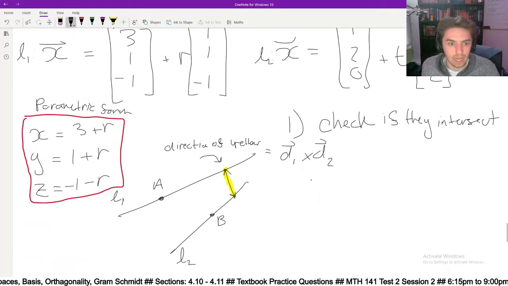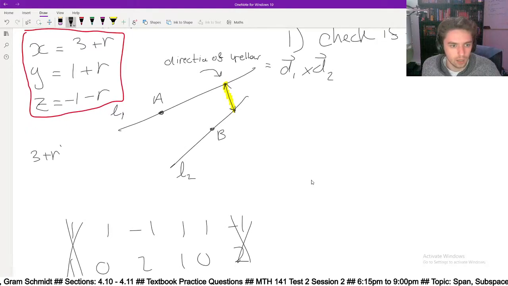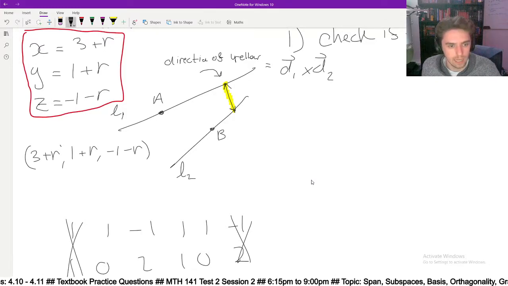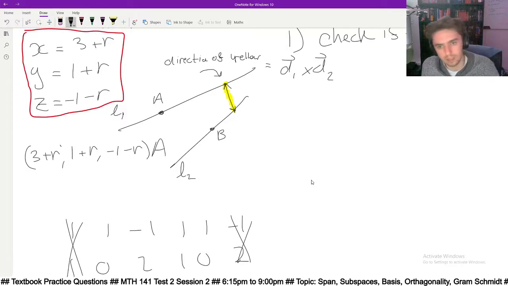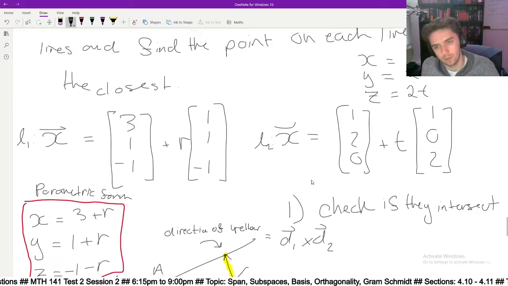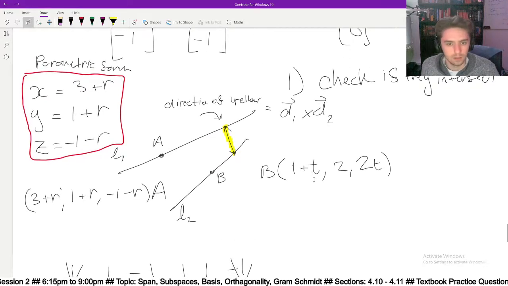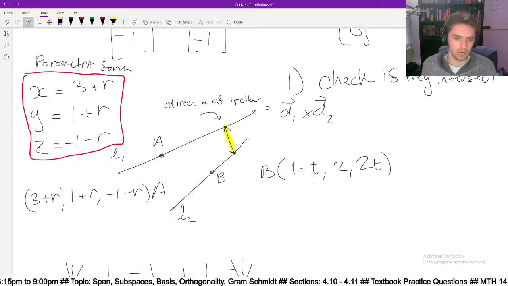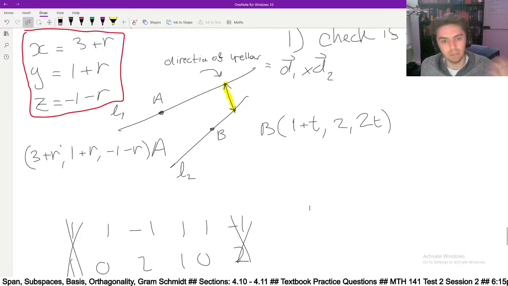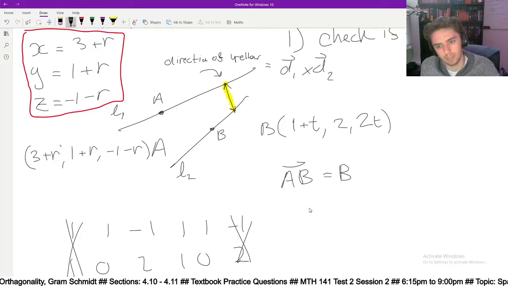In other words, this point A can be written as 3 plus r, 1 plus r, minus 1 minus r. That's A. Similarly, B is 1 plus t, 1 plus t, 2t. So we have two arbitrary, non-specific points, one on each line, A and B. So let's find AB.